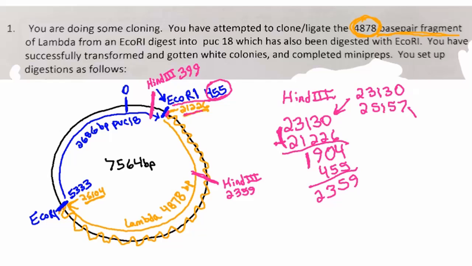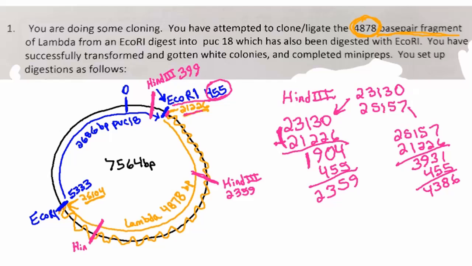Now, same as this other one. If we take 25,157 minus 21,226, we get 3931 plus the 455 that we started at. So that's 4386. So that's going to put us right about here, down here on the circle. All right, so that does it for Hind 3.